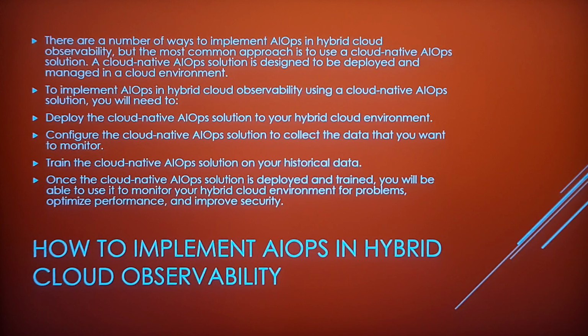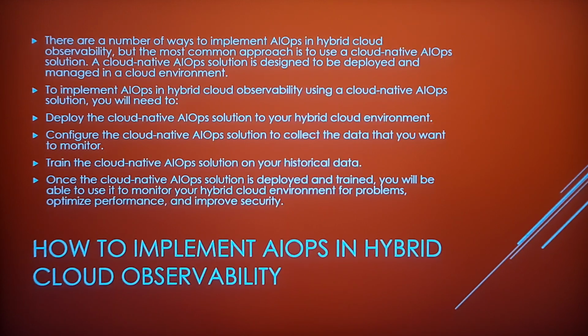So how do you implement AIOps in hybrid cloud observability? There are a number of ways to implement AIOps in cloud observability. The most common approach is to use a cloud native AIOps solution. A cloud native AIOps solution is designed to be deployed and managed in your cloud environment.